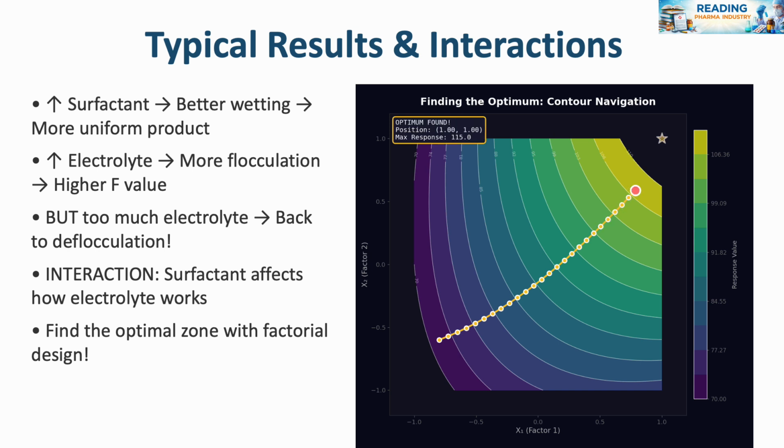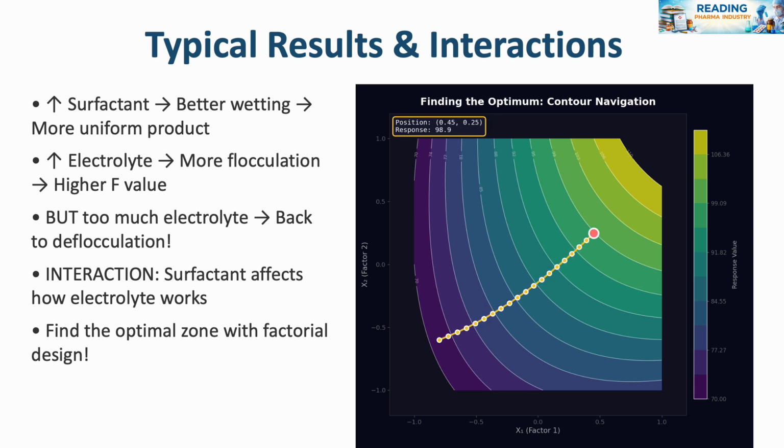In terms of expected results and interactions, these are what you would expect. So you look at the contour plot, your map, and you would expect that if you increase the surfactant, then you should end up with better wetting, and therefore you would expect a uniform suspension. If you increase the electrolyte, then there is more flocculation, but more flocculation means better remixing, because you don't end up with the deflocculated system.